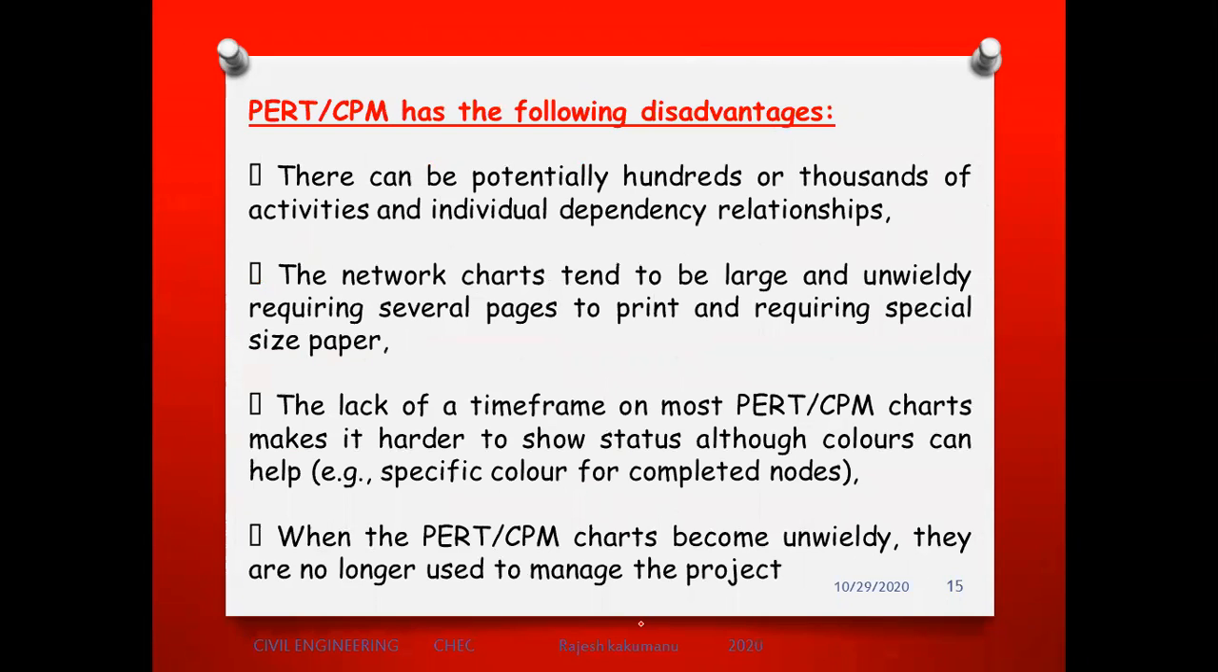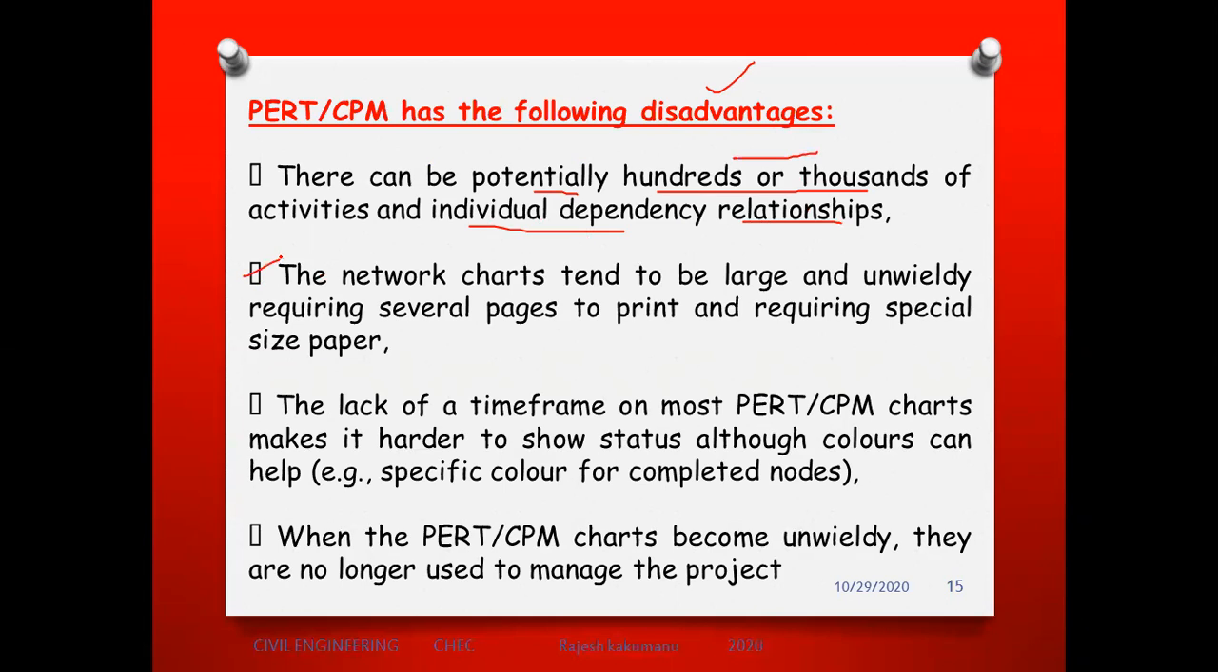Next, coming to the disadvantages. What are the disadvantages? There can potentially be hundreds or thousands of activities and individual dependency relationships. Whenever you are doing a very large project, for example construction of a house, I will show you some examples. These are very problematic to understand. We can do it, we can solve it, but whenever you come across hundreds and thousands of activities and individual dependency relationships, it is very problematic.